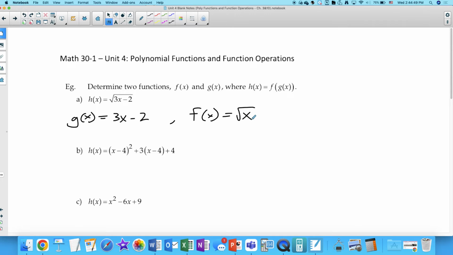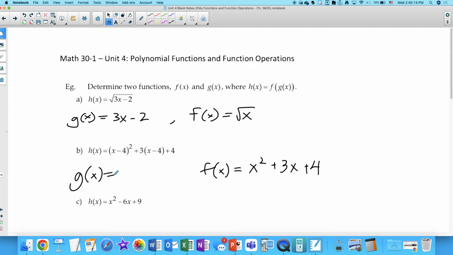Yes, Lachlan. f of x would equal x squared plus 3x plus 4, and g of x would be x minus 4. Right.